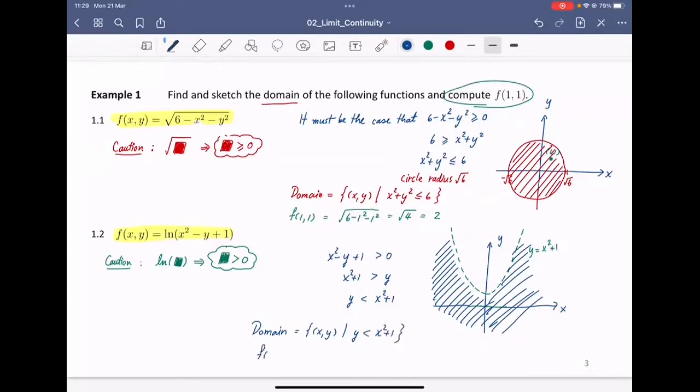And if you want to compute f(1,1), it's going to be log of 1 squared minus 1 plus 1, and that is log of 1. That means 0. If you compute log 1, you get 0.